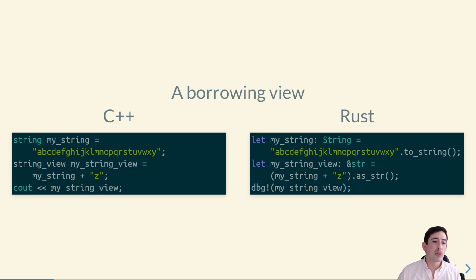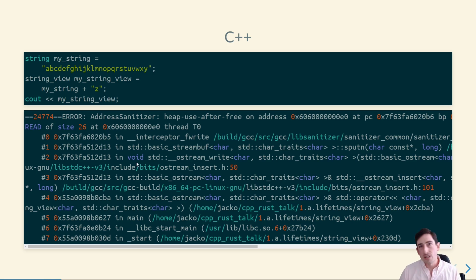Here, we're pointing to a temporary, and we compile this code, and when we run it, we get an address sanitizer error. This is a heap use after free, right? We have a dangling pointer into a heap allocation that's not around anymore. It only existed for a fraction of that line of code. It doesn't even exist after this line is done. And so, use after free.